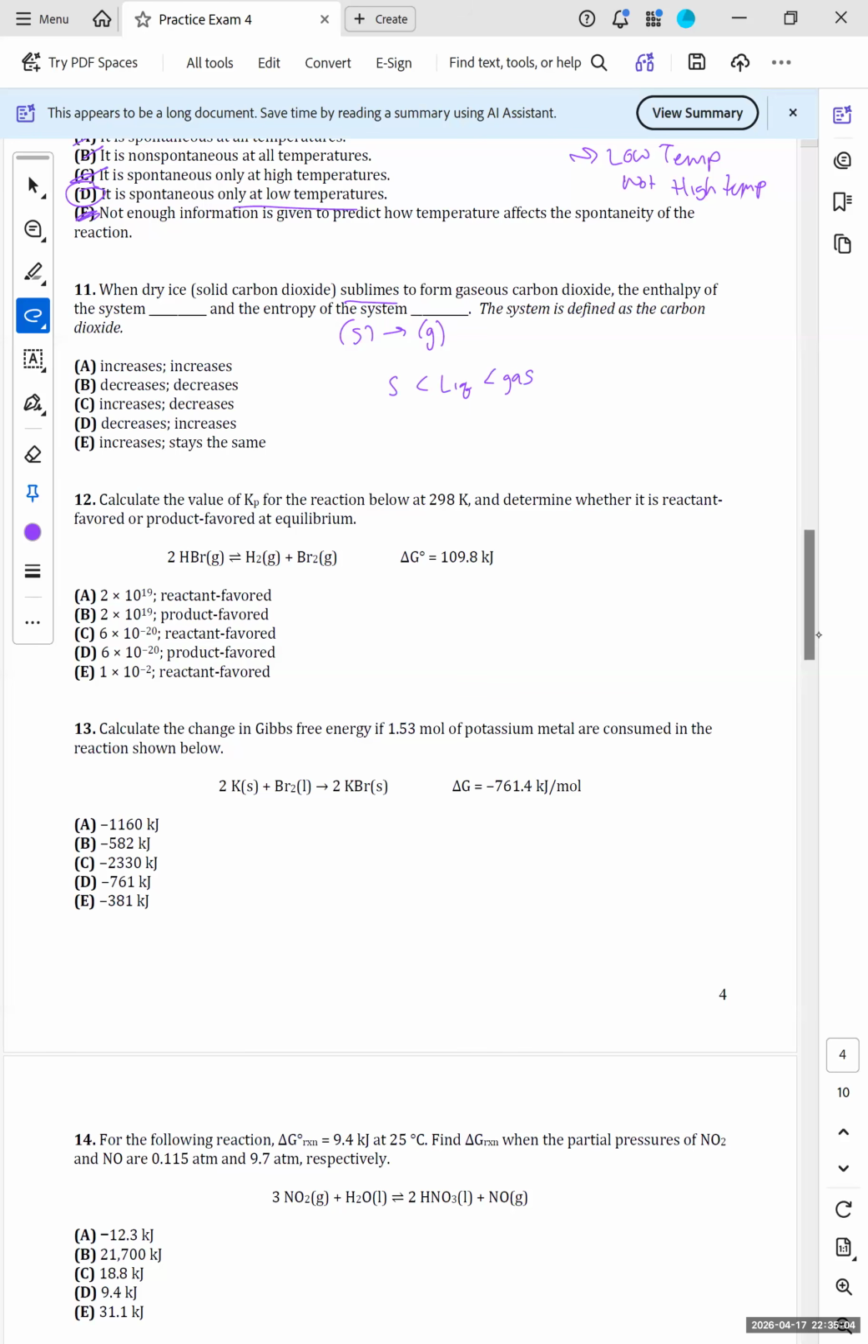So, looking at this, I would say that it increases and increases since energy has to be absorbed. So, that means that enthalpy is increasing, and gas has a lot more disorder. So, the entropy is also increasing. So that's an increase to an increase.